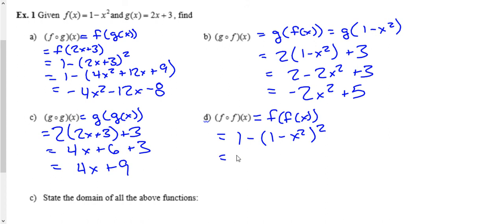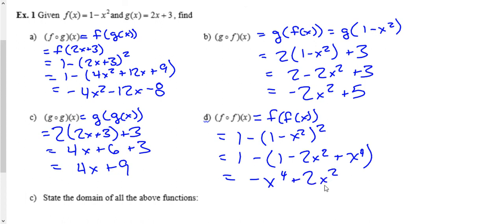So on this one here, be careful with your distribution. This in brackets is going to get you 1 minus 2x squared plus x exponent 4. And of course, I'm going to switch around all the signs and combine any like terms I see. The 1 and 1s will cancel. I have minus x to the 4 plus 2x squared now overall. And there we go. In this here, this should have been E.